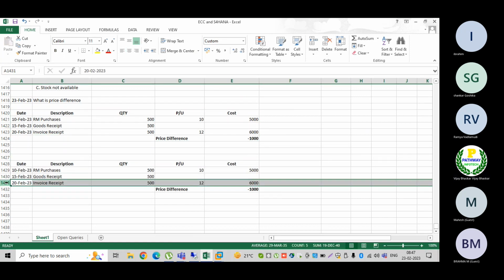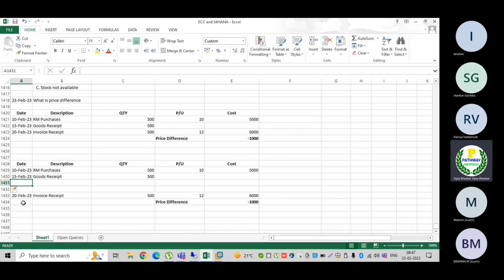Here we have not yet received the invoice. Maybe we have received the invoice on 20th, but in between, let us assume on 18th of February, consumption happens. Consumption is nothing but, I have a 500 quantity. Let us assume 500 kgs of raw material. From this 500 kgs I have utilized 200 quantity.